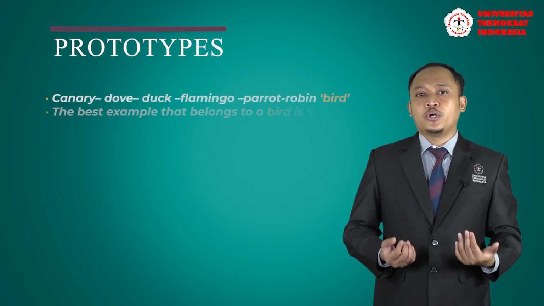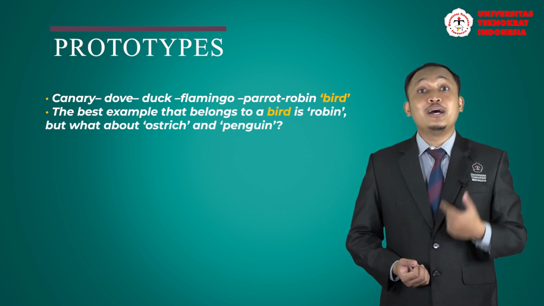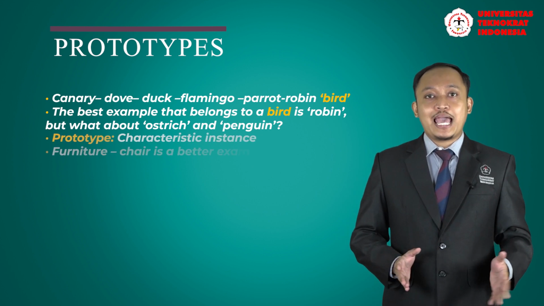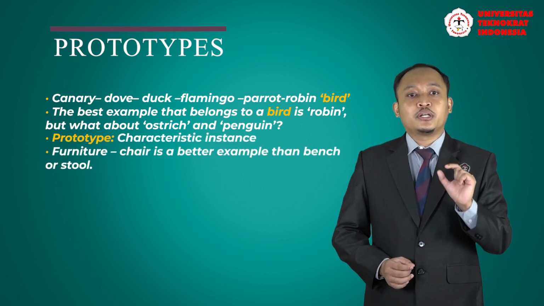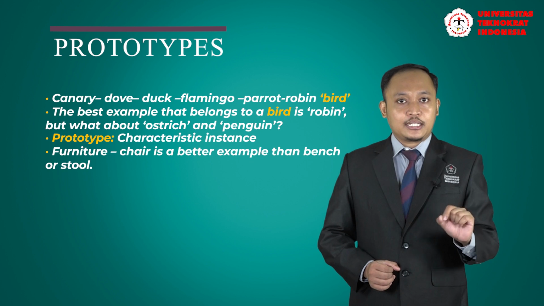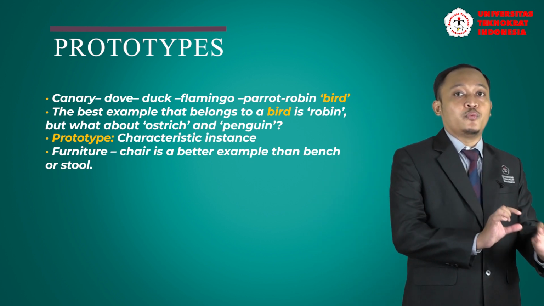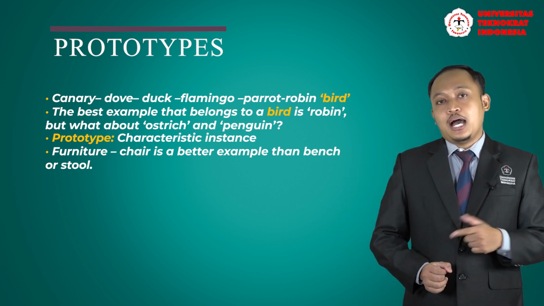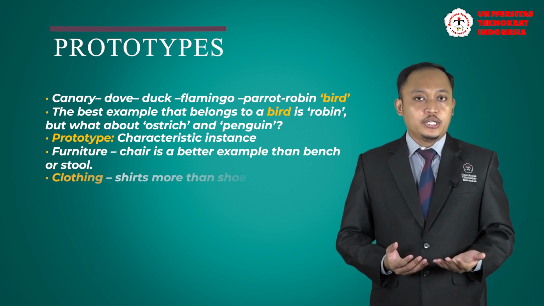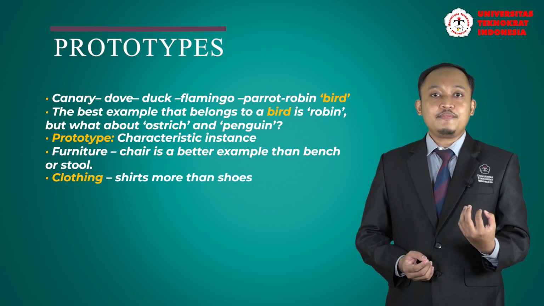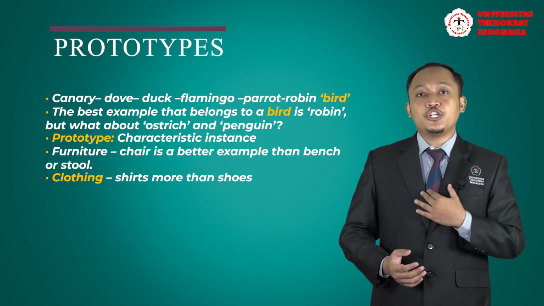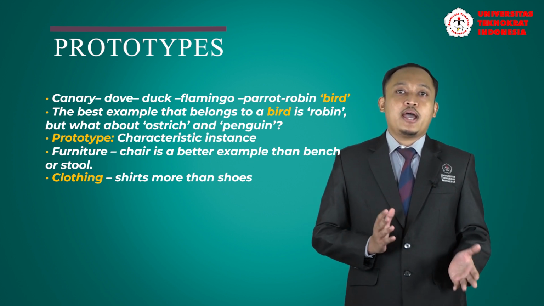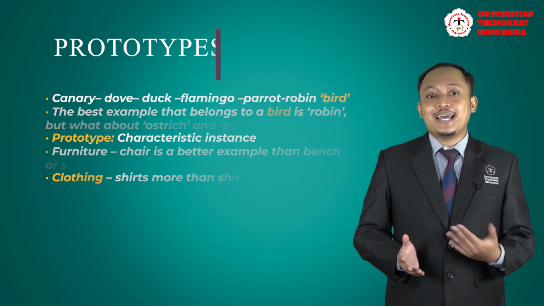For example, we have the words parrots, a flamingo, duck, dove, canary, and etc. So that's what we call the prototype. It focuses on the specific characteristic where the smaller words or the more specific words have the same quality. Another example is when we have words like clothing, something that we wear every day. We have shirts, t-shirts, shorts, pants, shoes, socks, and etc.